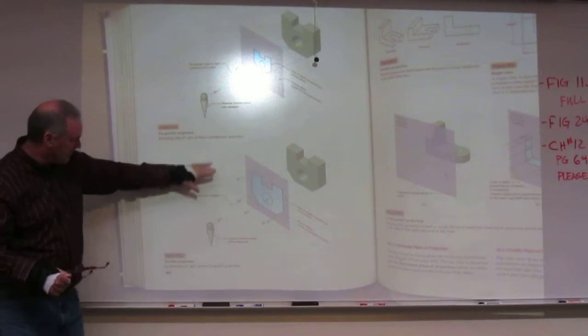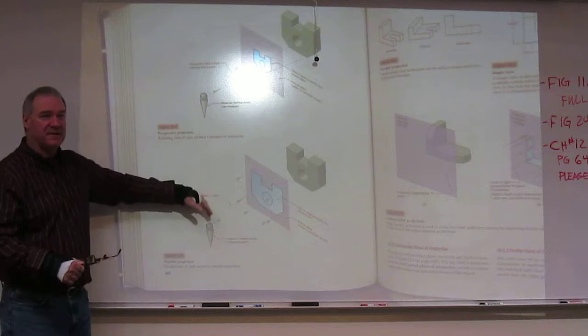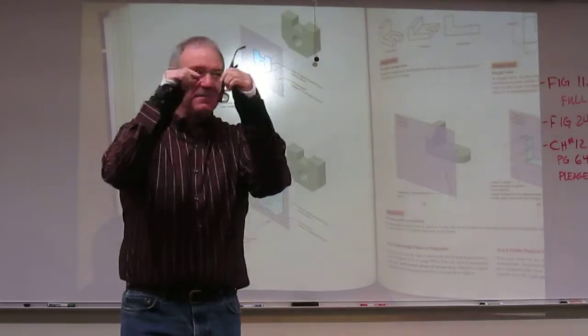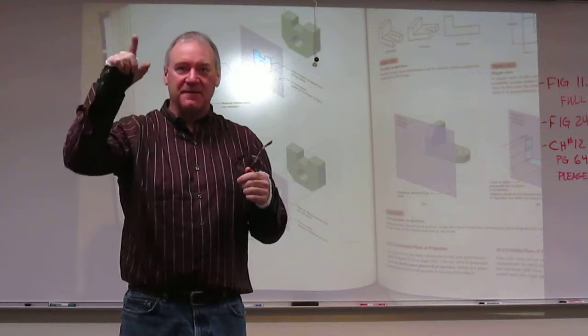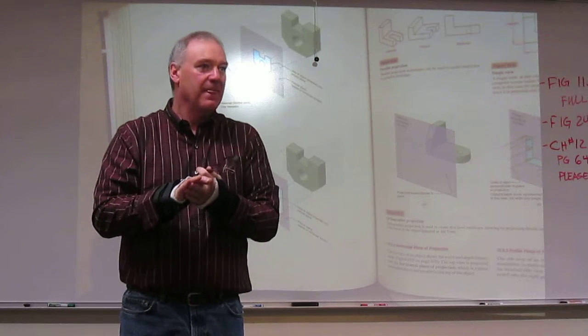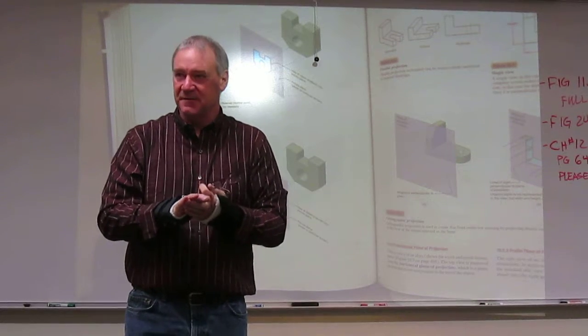In orthographic projection, like in this figure, you are set at infinity. Therefore, these rays of projection, remember I talked about laser beams coming out of your eye and etching on that glass? Well, you're so far back that they come out parallel. Therefore, the object appears true size and shape.